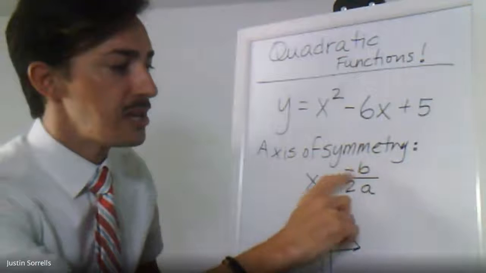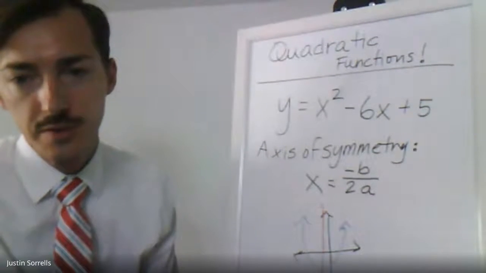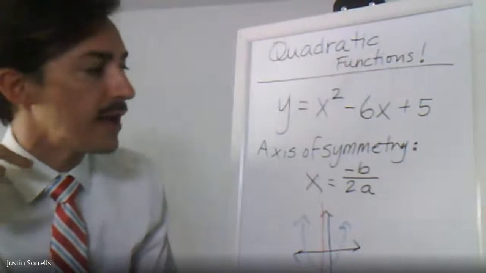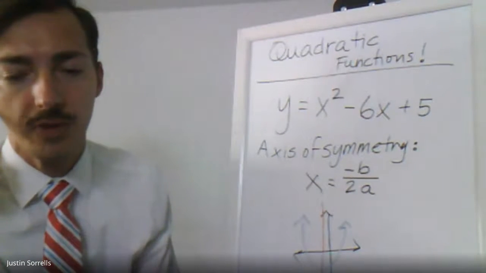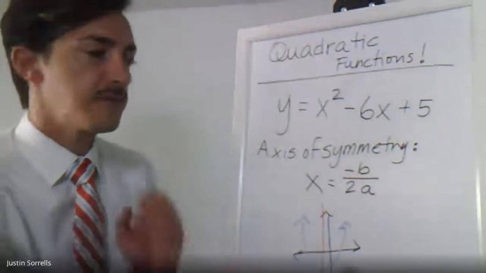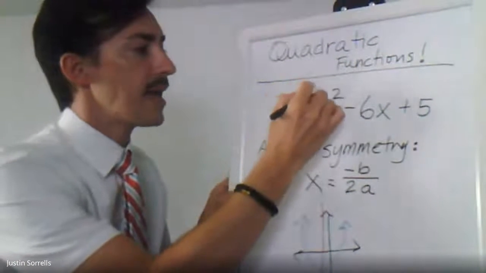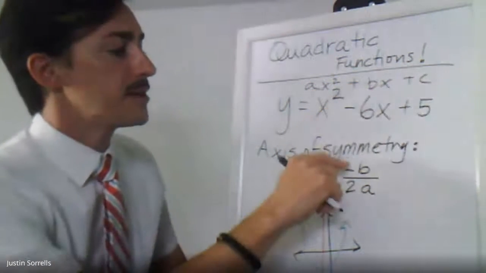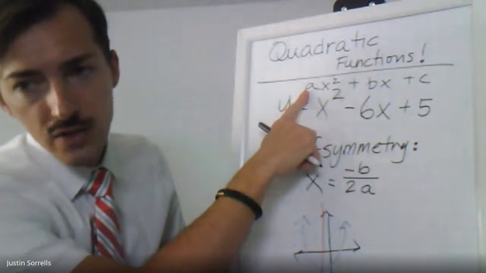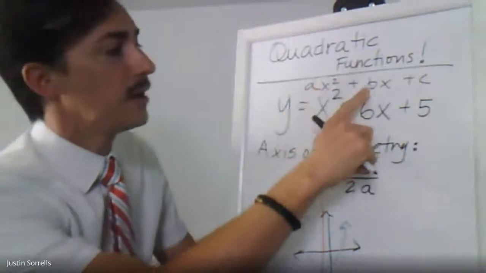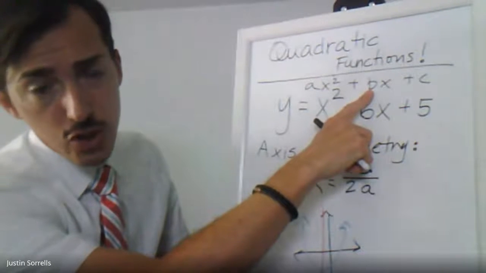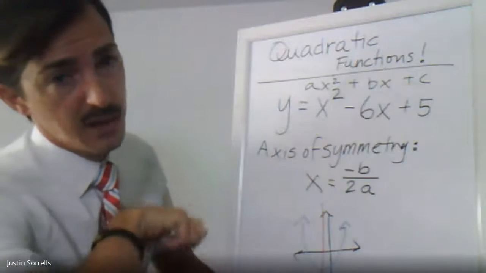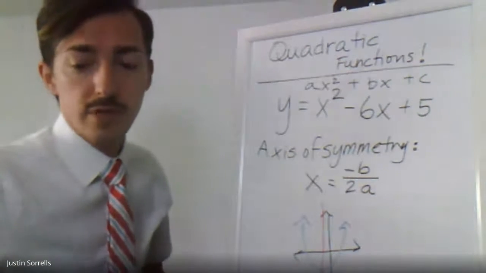Again, we're using negative b over 2a. Now, in order for us to use this, we have to recall some of the things that we learned when we were talking about standard form of a quadratic. So remember, standard form of a quadratic is ax squared plus bx plus c. Our a value is in front of that quadratic term, or x squared. The b value is in front of our linear term, or the x, and our c value is that constant that's over there by itself, okay? We're good so far?